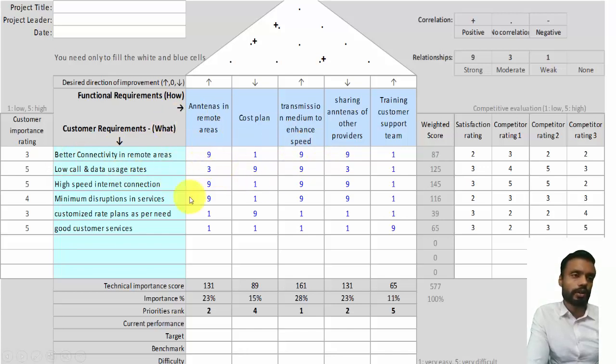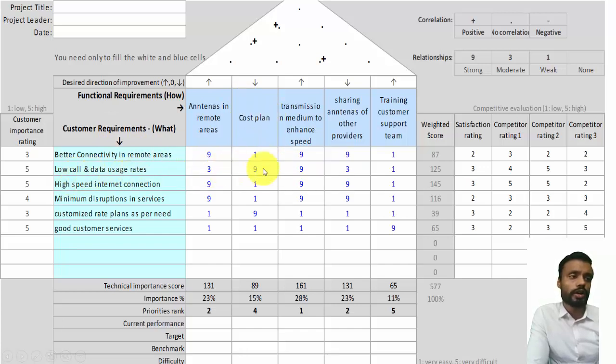You have completed your relationship matrix. You have given the points depending upon the relationship between your functional requirements and your customer requirement. We'll do one more example. For example, cost plan and better connectivity in remote areas. What is the relationship? Weak, strong, moderate? There is certainly a weak relationship. You give 1 over here.